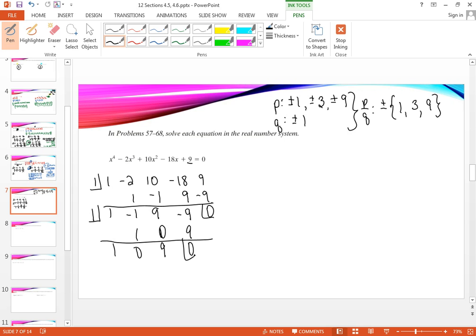All right, so what have I got so far? I've got the factor x minus 1 from here. I got another x minus 1 from here, so I'm going to write it as x minus 1 squared. And then x squared plus 0x plus 9.